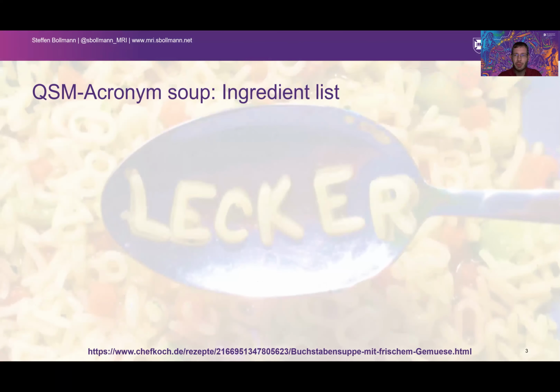But one important note is, although I'm showing everything here in human imaging data, everything of this also works in rodents or in other animal models and also in other body regions like the liver, the joints, the prostate, and many more. So we're not limited to the brain.